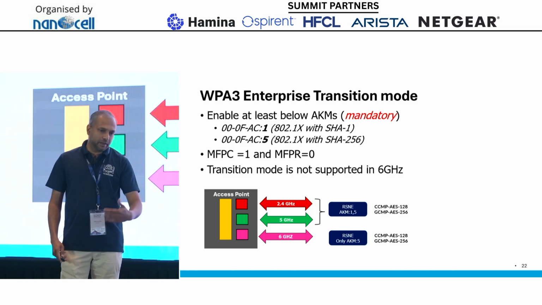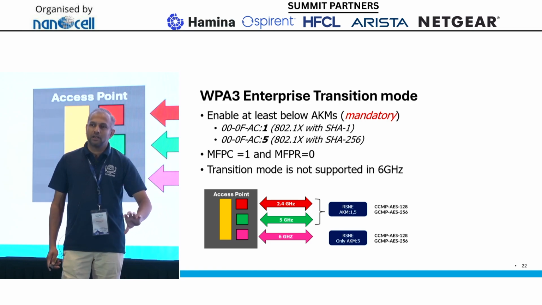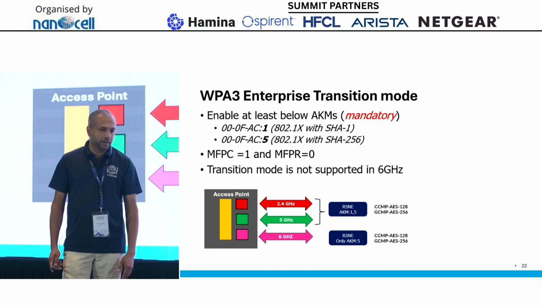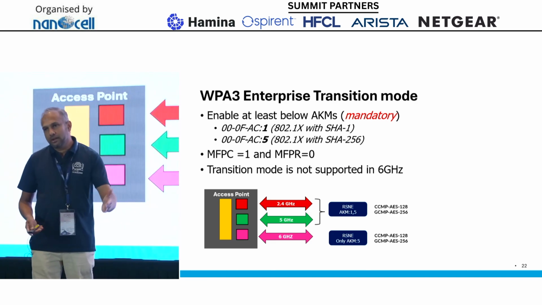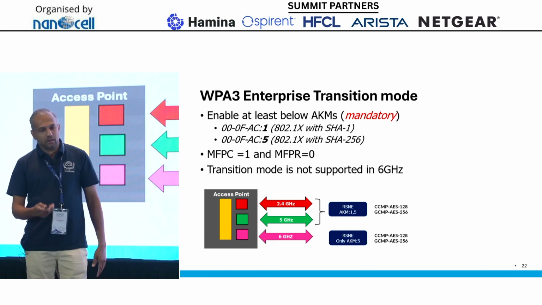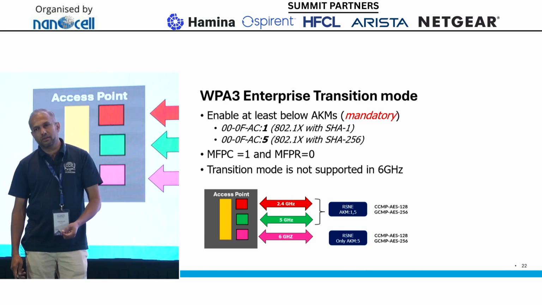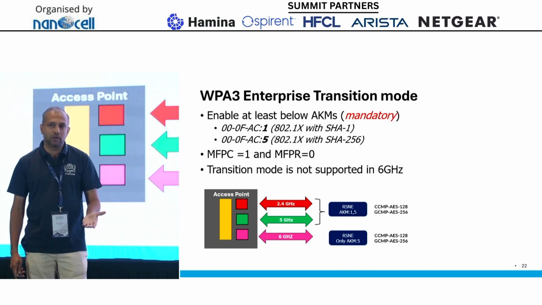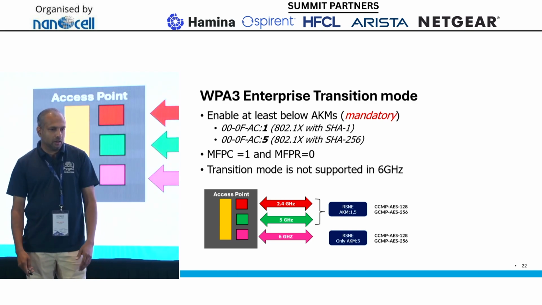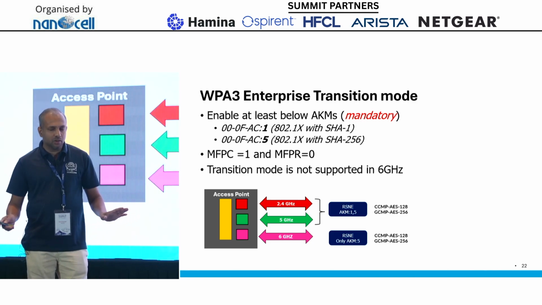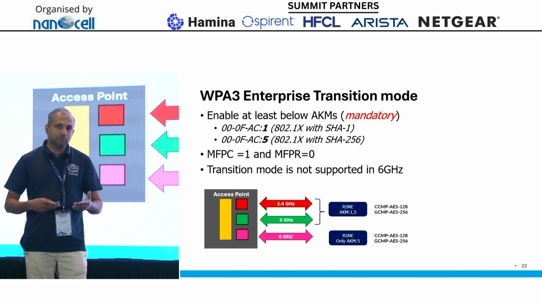But again, on 6 GHz you cannot enable the legacy AKM, only AKM 5, but in the 2.4 GHz you can enable these two. But when it comes to Wi-Fi 7, again, you have to go with AKM 5 with GCMP 256 only. So the enterprise scenario is quite simple, probably not much problem.